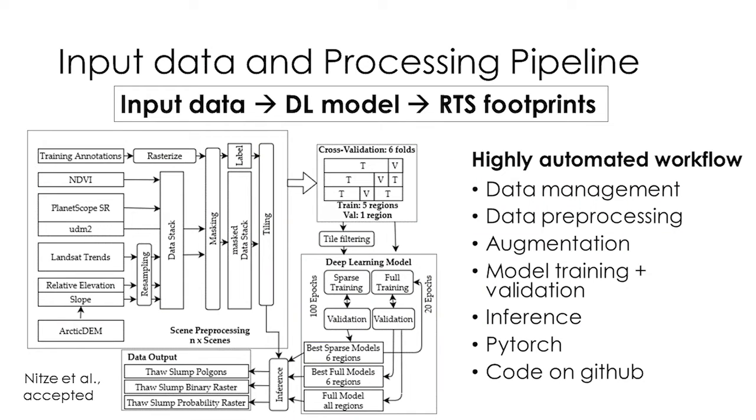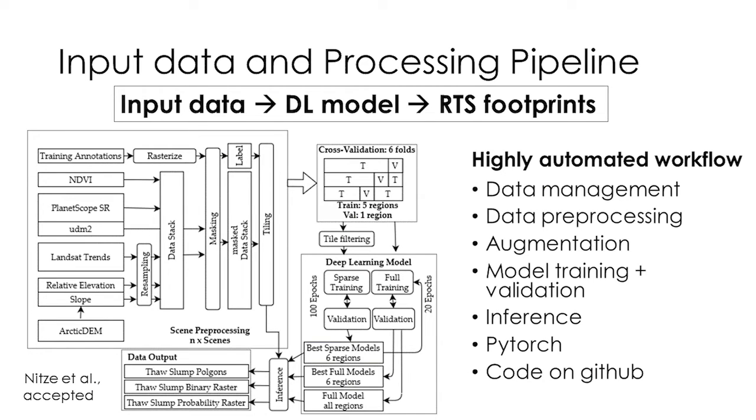Based on the successful application of these image analysis workflows and algorithms, we set up a data processing pipeline which uses remote sensing input data and creates a deep learning model, which outputs retrogressive thaw slump footprints, to have that automated and to analyze the data in the background. So we created a highly automated workflow which takes care of data management, data processing, and augmentation, which means adapting the training imagery to increase the training size, but also to introduce some noise and rotation to better generalize the model and to have a more transferable and generalizable model.